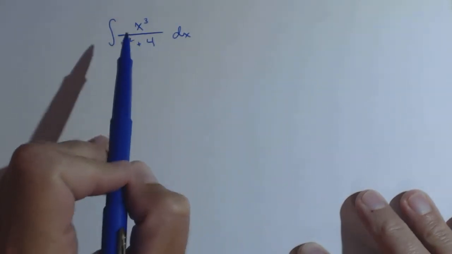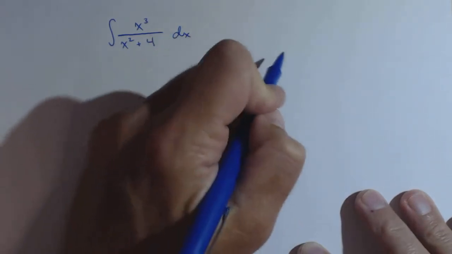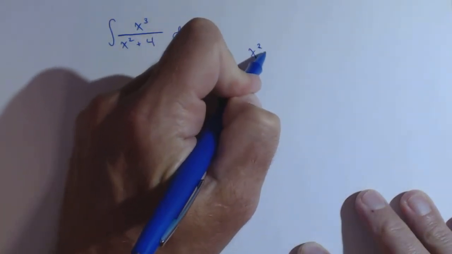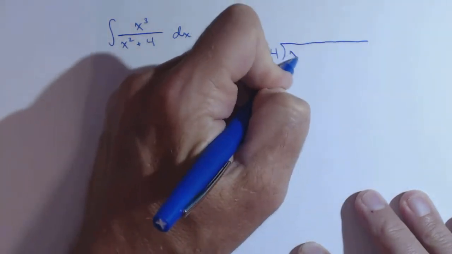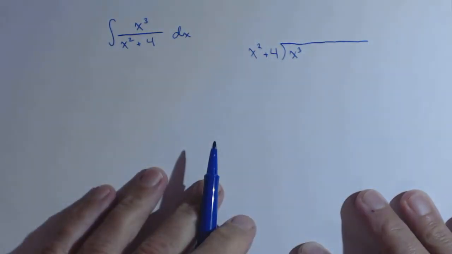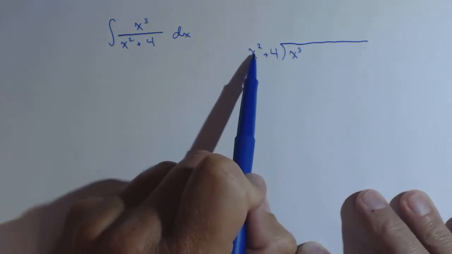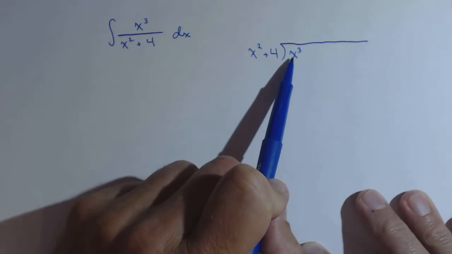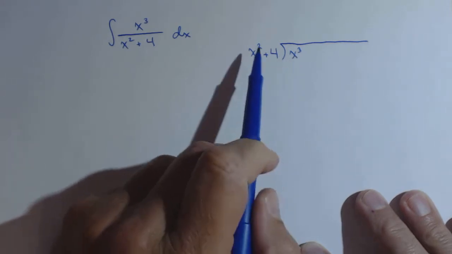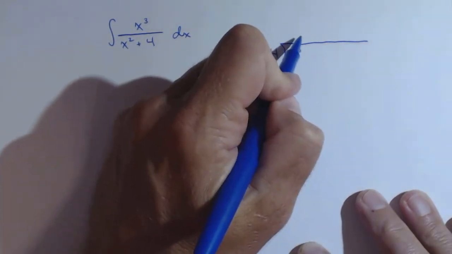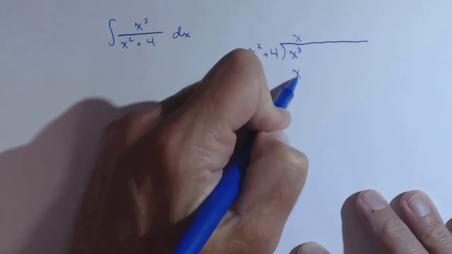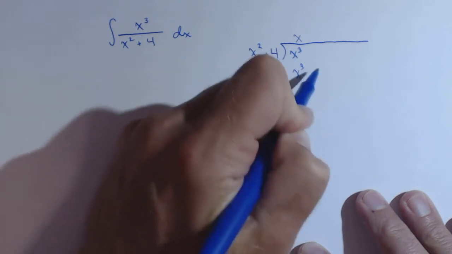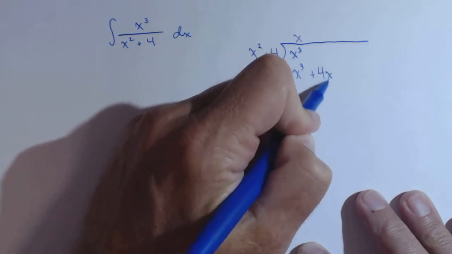Well, basically we're dividing x cubed by x squared plus 4. So we set it up just like a regular division problem. And it doesn't take too long, actually. What we do is we want to multiply this term, the x squared, by whatever we need to make it the same as this term, so they'll cancel. So in this case, that's going to be x. So x times x squared is my x cubed. x times 4 is a plus 4x.